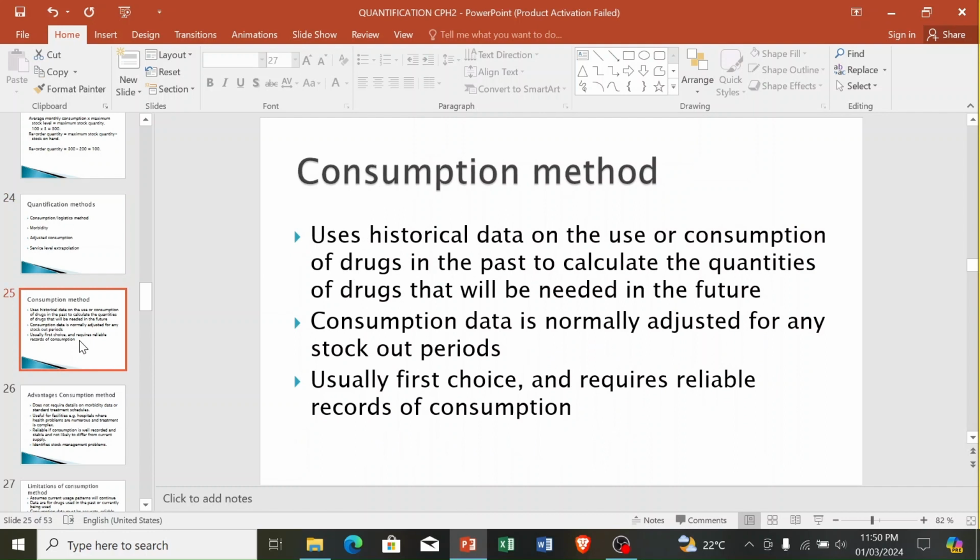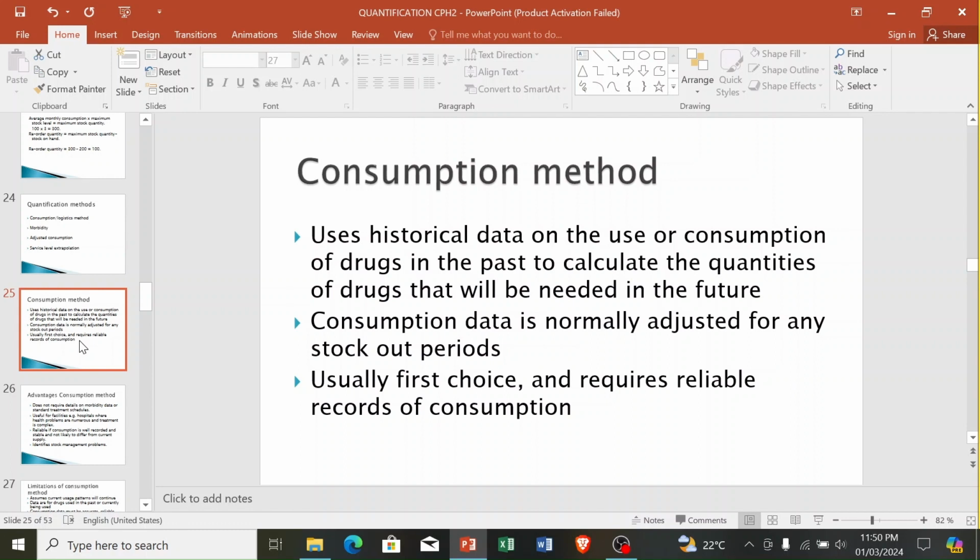Let's start with the consumption method. Consumption method uses historical data on the use or consumption of drugs in the past to calculate the quantities of drugs that will be needed in the future. Consumption data is normally adjusted for any stock out periods, is usually the first choice, and requires reliable records of consumption.